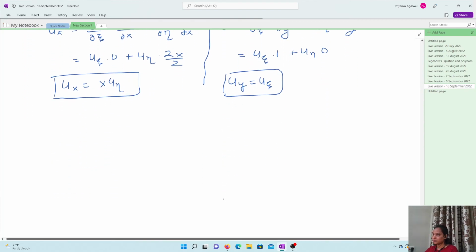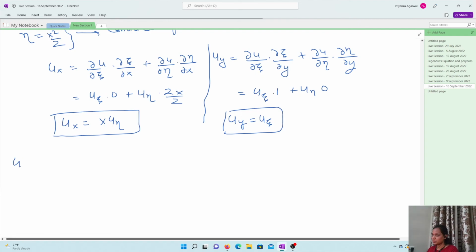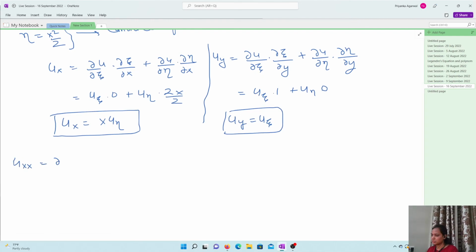Okay. Now uxx becomes del by del x of ux, which is del by del xi of x u neta into del xi over del x, which is 0, plus del by del neta of x u neta into del neta over del x, which is x. So this becomes x square u neta neta.